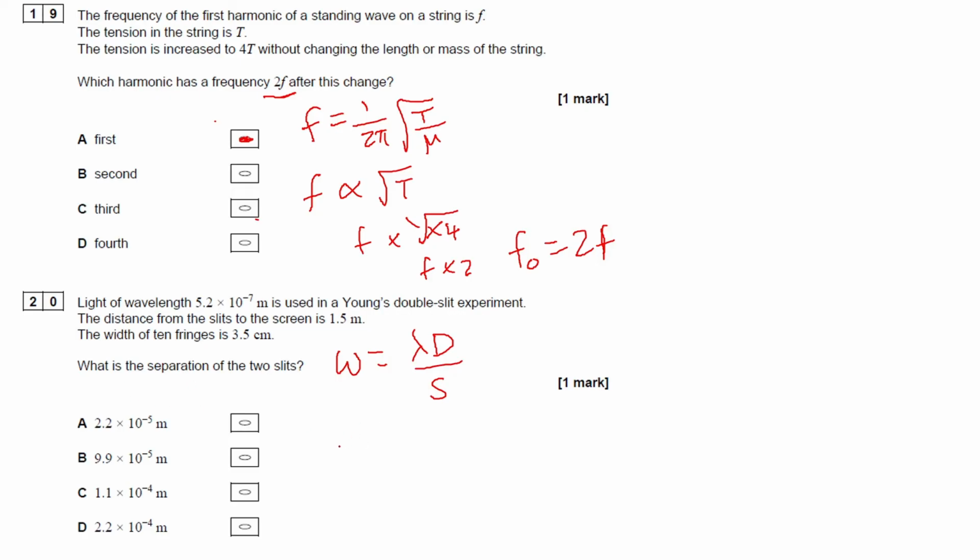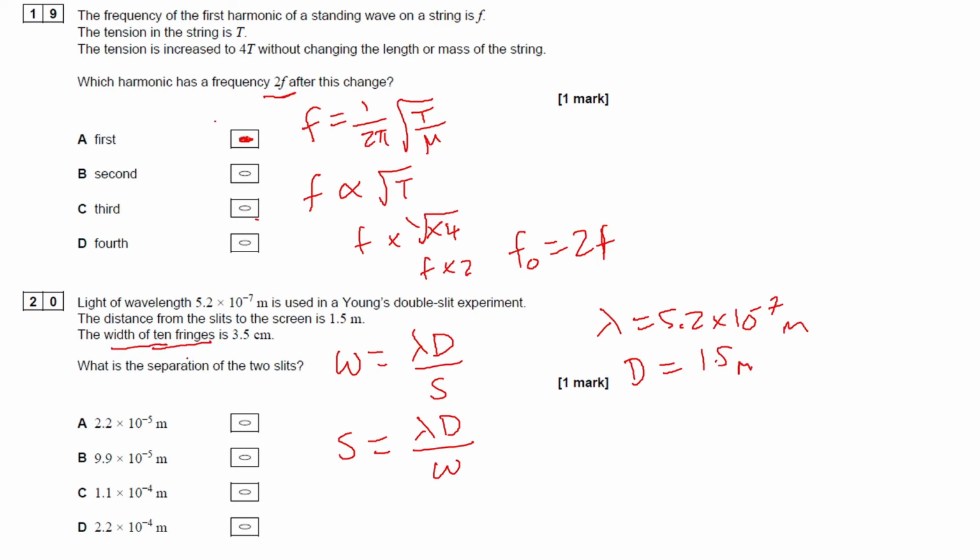So if I'm trying to find slit separation, I need to use the rearranged equation, which is lambda D divided by W. What I know from this question: the wavelength has been given as 5.2 times 10 to the minus 7. The distance from the slit to the screen is 1.5 meters, and it says the width of 10 fringes, so we have 10 widths here. W just represents one width, the distance between 2 fringes, so I have to just divide this number by 10.